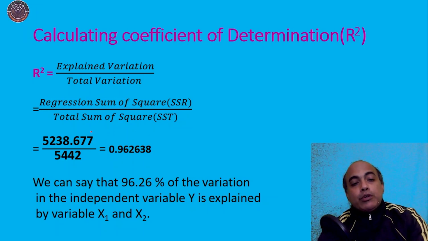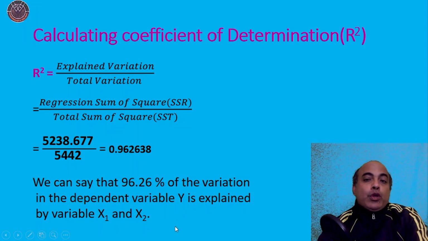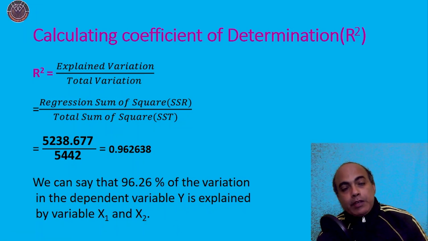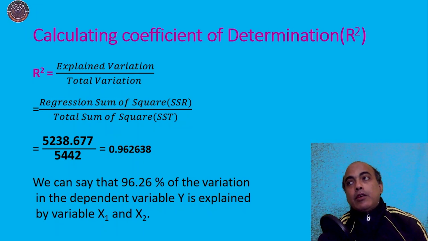If you substitute these values, we get 0.962638. In percentage, that is 96.26% of the variation in the dependent variable y is explained by the variables x1 and x2. So we are capable of explaining the variation, or we can say 96.26% of the variation in the dependent variable can be explained using the independent variables x1 and x2.